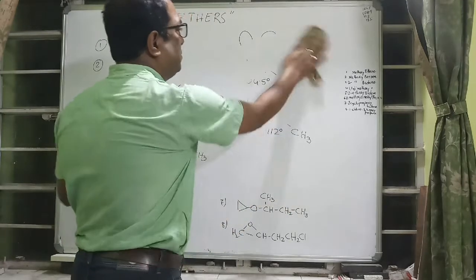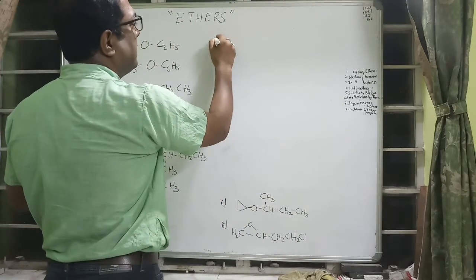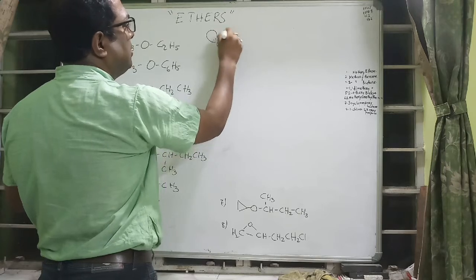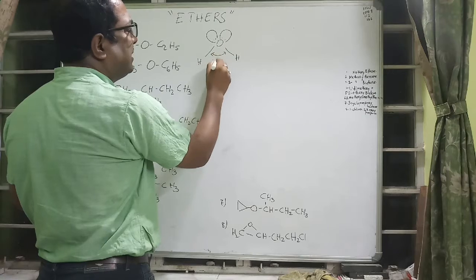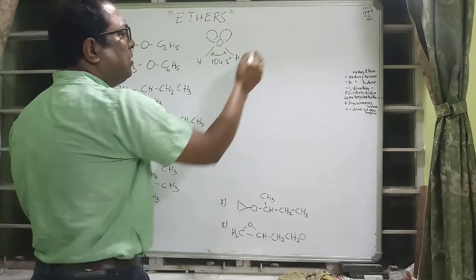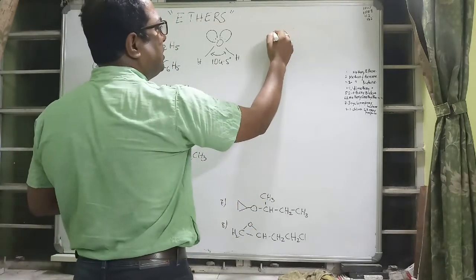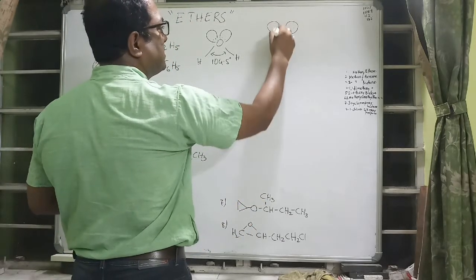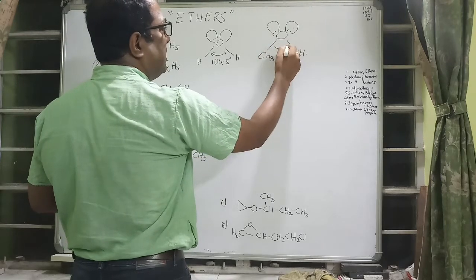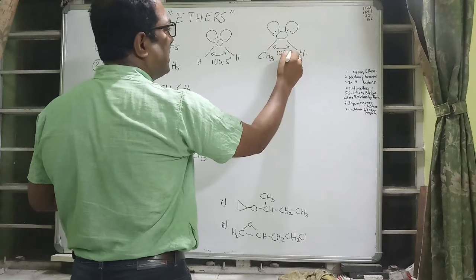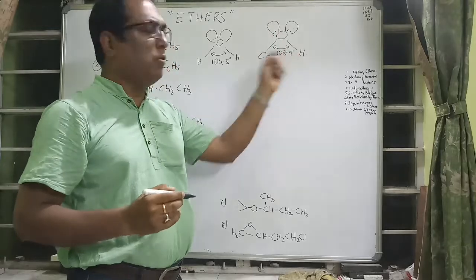If we focus now on the structure of water once more, you will see this is the lone pair, this is the lone pair, and this is the bond pair, making an angle of 104.5 degree. Now if I go for the structure of alcohol, I would see the same thing. There are two lone pairs, a bond pair with CH3, a bond pair with hydrogen, making an angle of 108.9 degree. So this is all about alcohol, CH3OH.